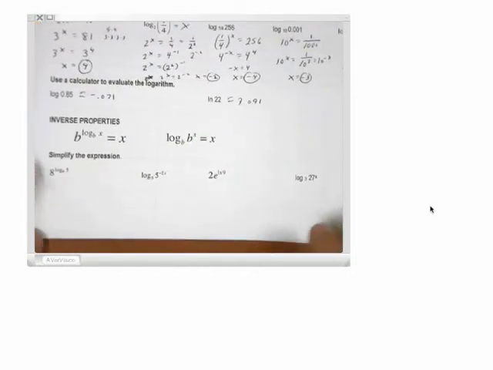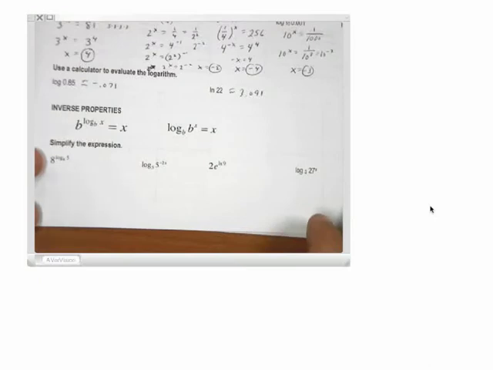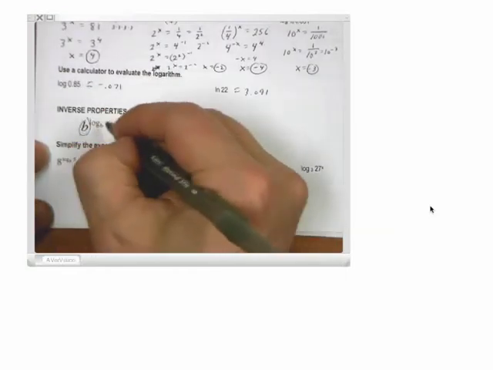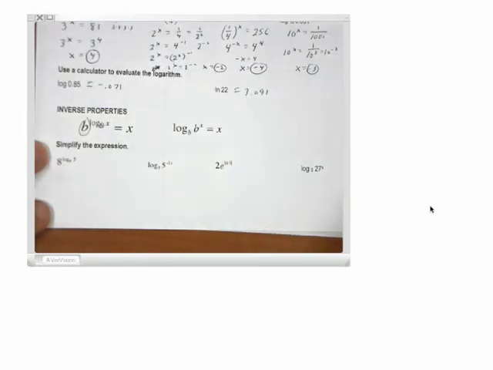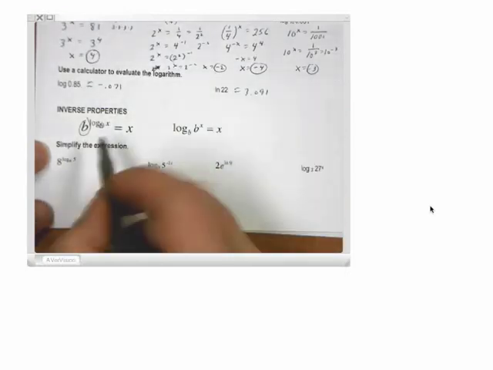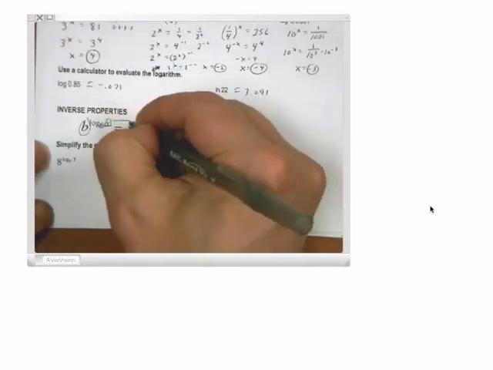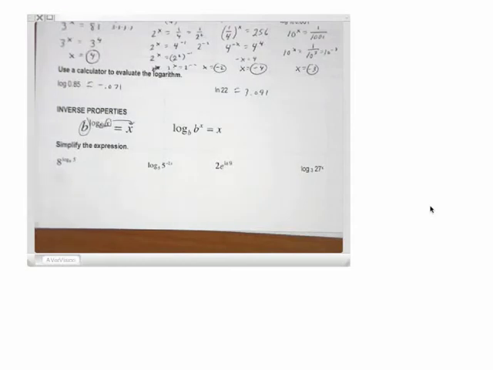Okay, some properties, and specifically these are called inverse properties. If you have a base, and you're raising that to a power of a logarithm, if the base and the base of the log are equal to each other, and you're raising this base to this power, the answer is just going to be whatever is right there. I can simplify that down.